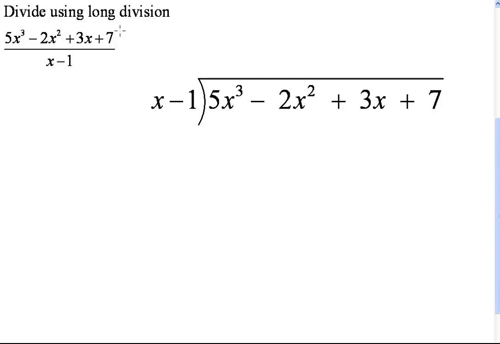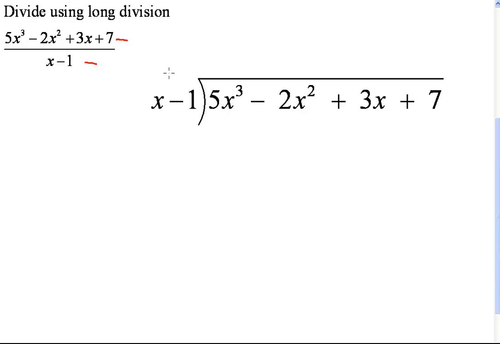We're going to do some polynomial long division here. So we're going to start by putting the numerator, which is the dividend, inside the house. And we're going to take the denominator, which is the divisor, and put that outside the house.